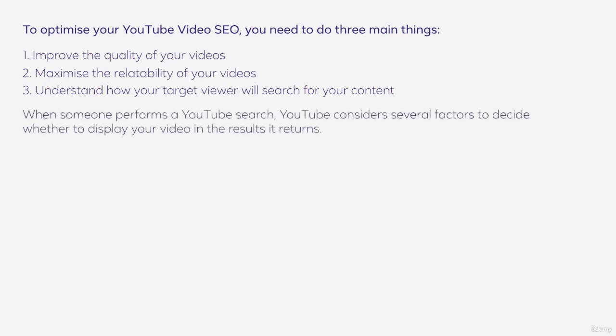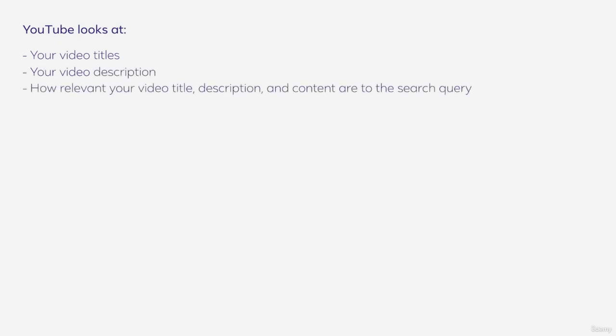When someone performs a YouTube search, YouTube considers several factors to decide whether to display your video in the results it returns. YouTube looks at your video titles, your video description, how relevant your video title, description, and content are to the search query, and the searcher's prior behavior and engagement with your videos.